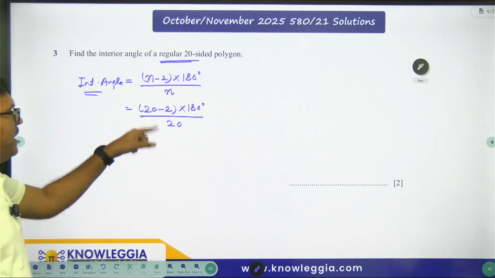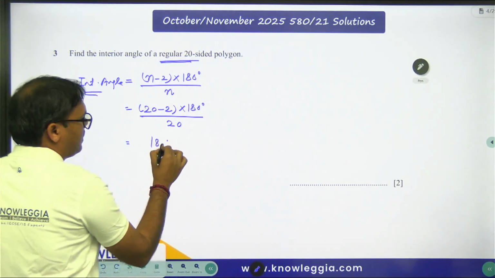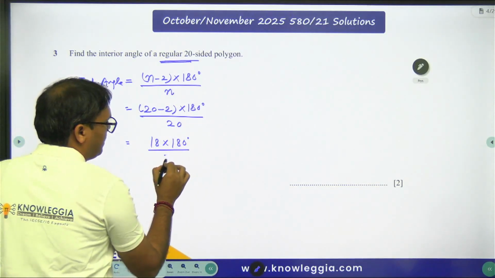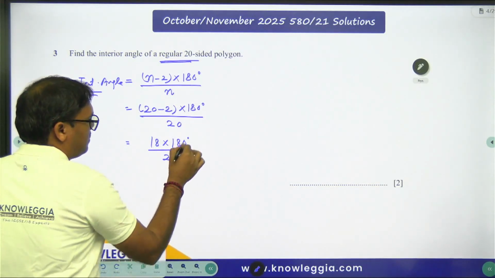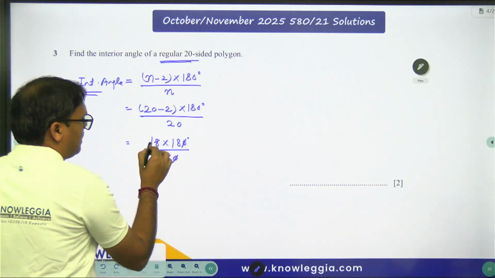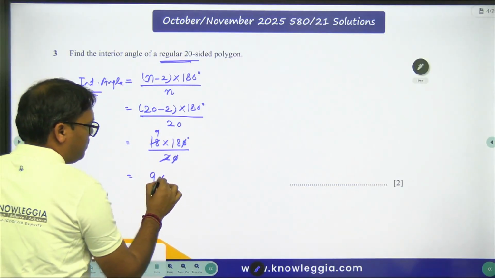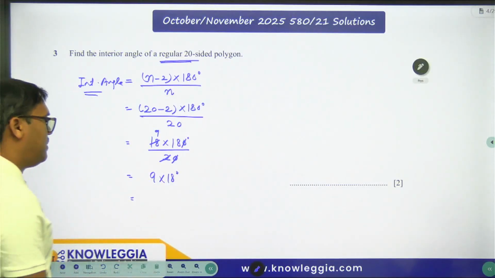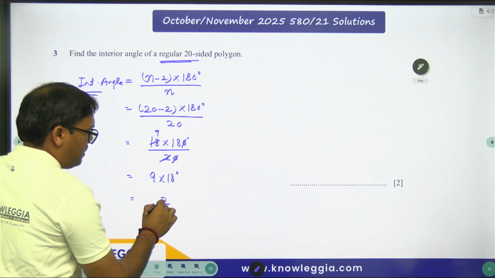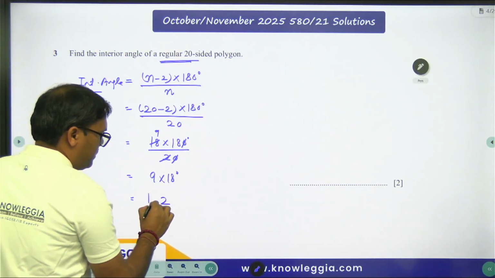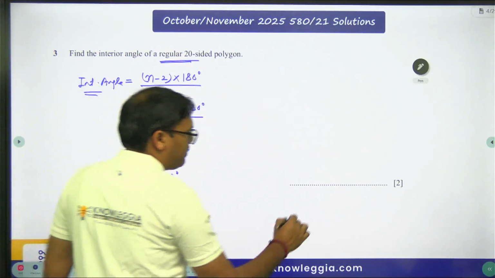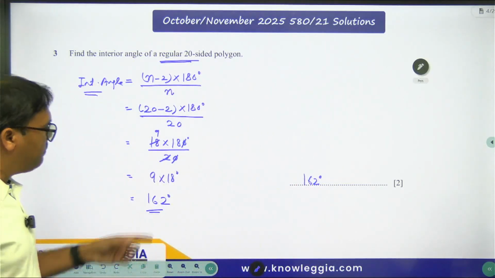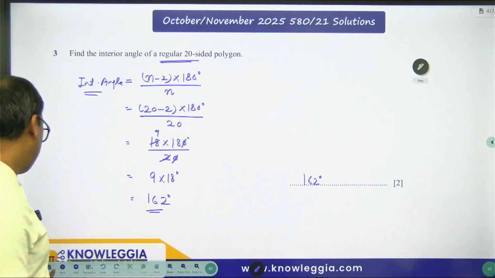So this is 18 into 180 degrees divided by 20. You can see the 0 is cancelled. So this is 9, so basically this is 9 into 18 degrees. So what is this? 162 degrees. So what is the interior angle? 162 degrees is the correct answer for this question.